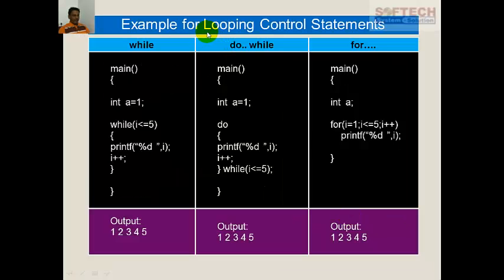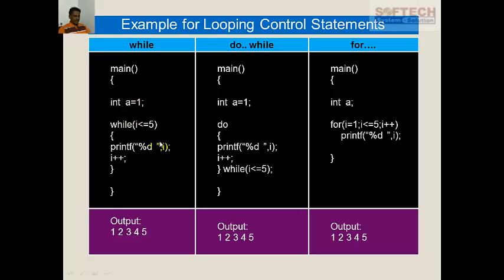For example, for a looping control statement: main, integer i equal to 1, while i less than or equal to 5. If the condition is true, it will display the value, then it is incremented. Here I typed a wrong variable, it is a typing error. We change it to integer i equal to 1, while i less than or equal to 5. Now the i value is 1, which is less than or equal to 5.